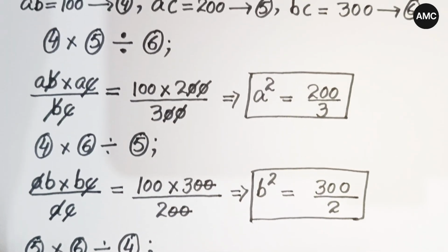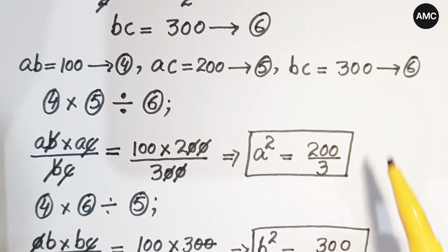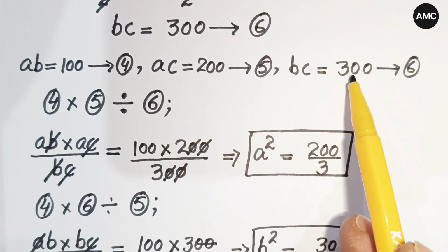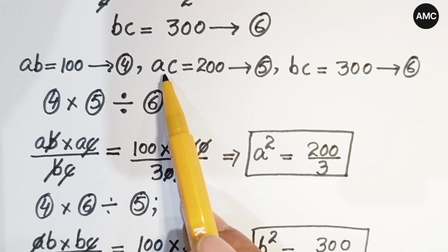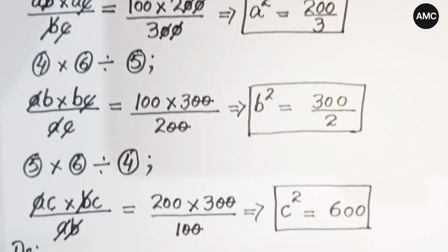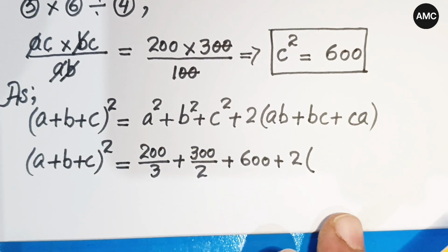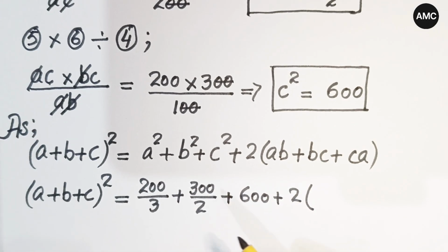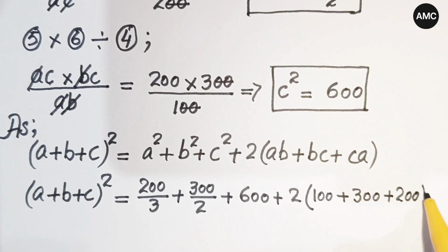As we know, from equations 4, 5 and 6, AB is 100, BC is 300, and CA, or AC, is equal to 200. So the value of AB is equal to 100. So putting it here, that is 100 plus BC is 300 plus CA is 200.